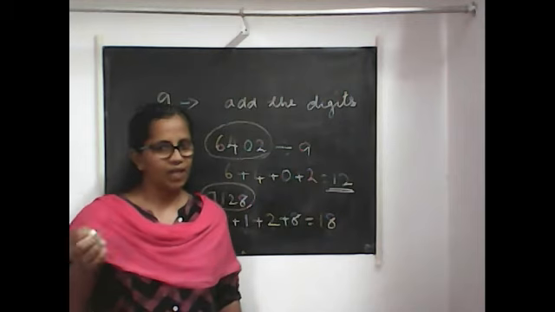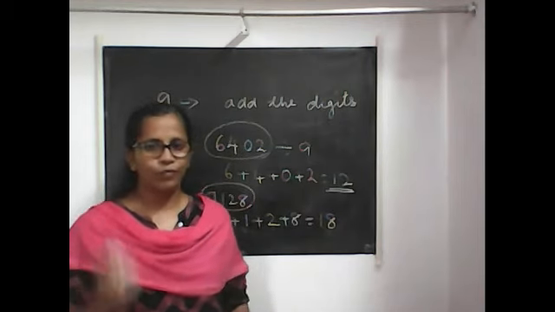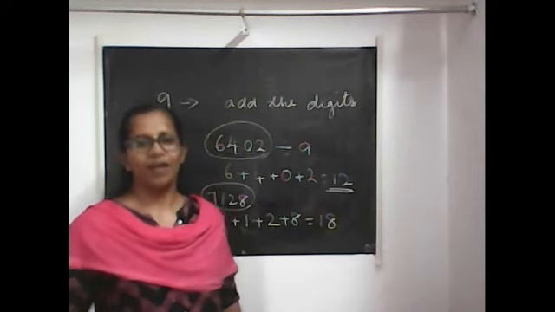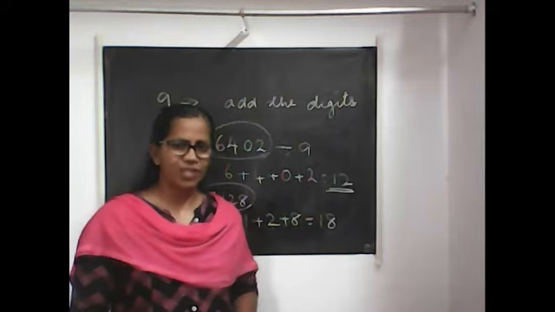So we have studied divisibility by 2, 3, 4, 5, 6 and 9. And the last divisibility is by 10. It's a very simple thing.